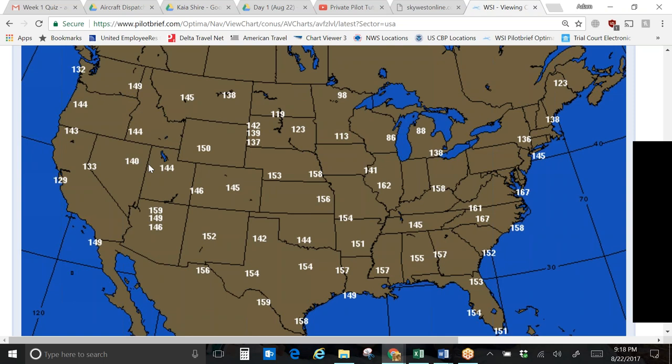For dispatching airplanes, our icing conditions are considered, and you'll want to write this down: icing conditions are, number one, visible moisture present with a temperature of 10 degrees Celsius or less. So anything 10 degrees Celsius or less with visible moisture is considered icing.